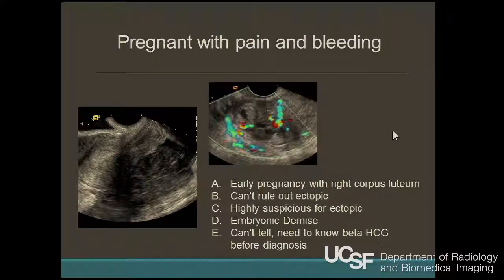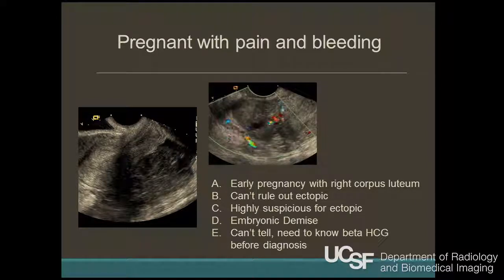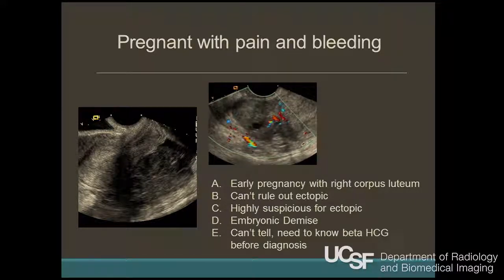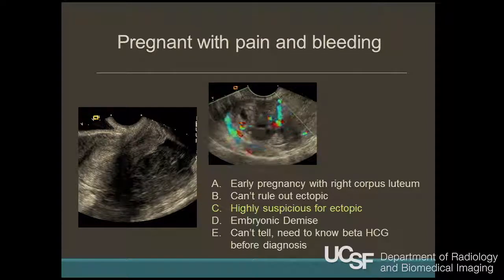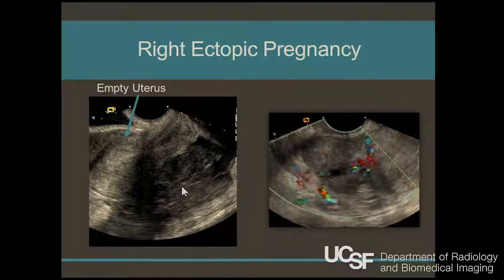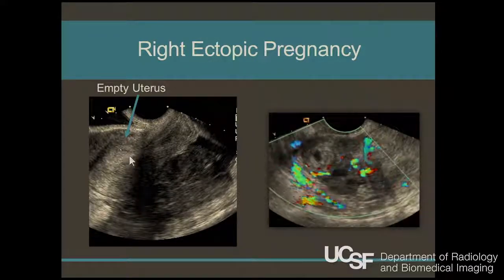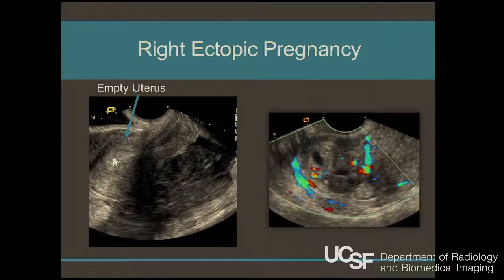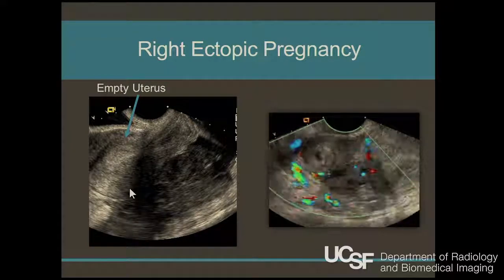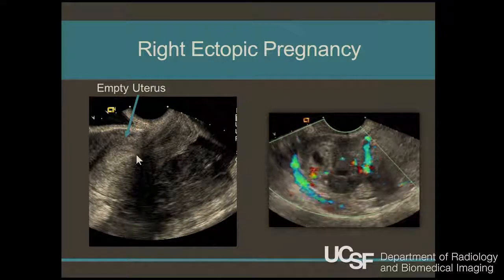So here's a patient with pain, bleeding, and they're pregnant. Something we see all the time in the ER. And this is, of course, hopefully everyone knew, ectopic pregnancy. So the important thing here is we see an empty uterus. That's the first observation you always want to make in looking at a first trimester pregnancy. Is there an intrauterine pregnancy?